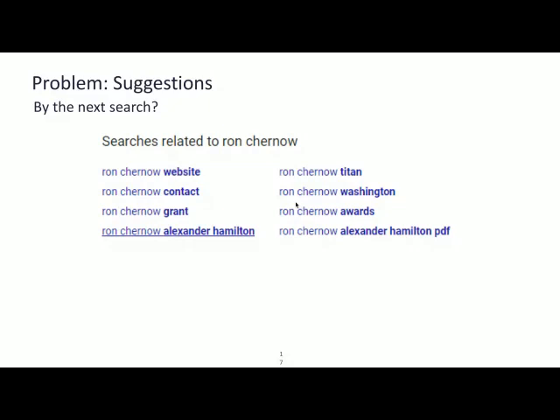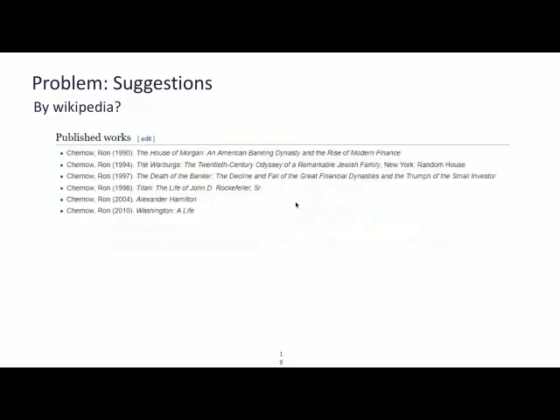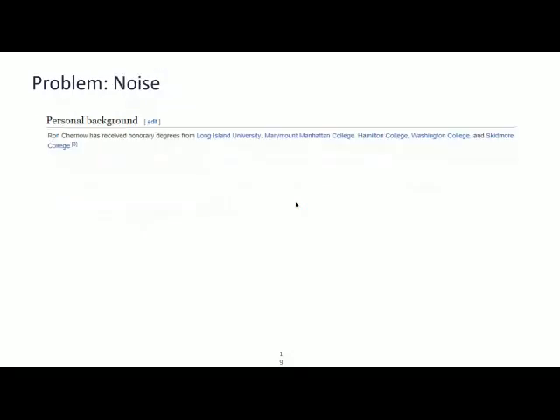So a third option might be to look at some big data set like Wikipedia and see if we can incorporate that into the site. Here you can see that they have a lot of information about this author. They have a list of his books. So clearly there's something here that might be interesting. The one problem with Wikipedia is you'll also see some noise information. For instance, in this guy's case, they have a list of all of his honorary degrees, which I think is probably not a useful piece of information for generating suggestions.